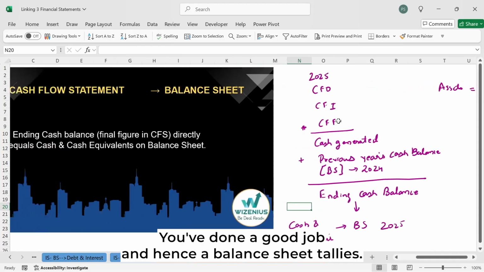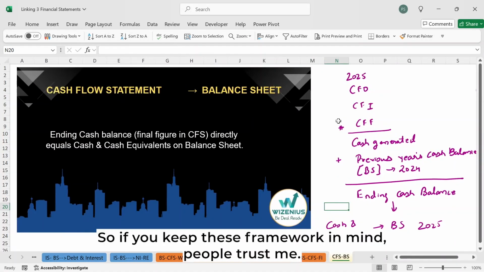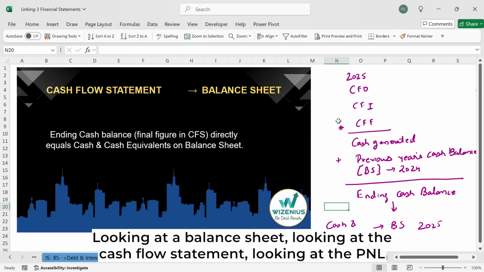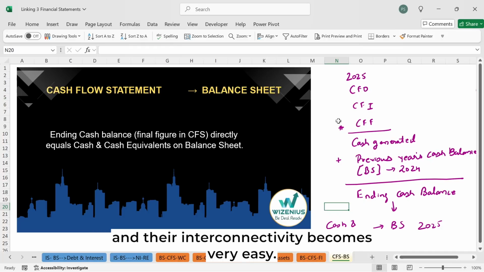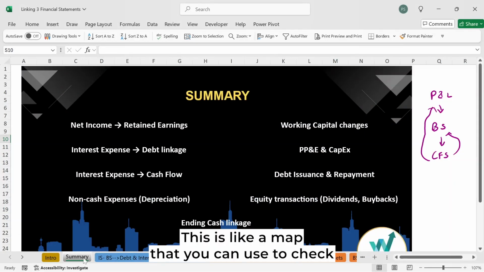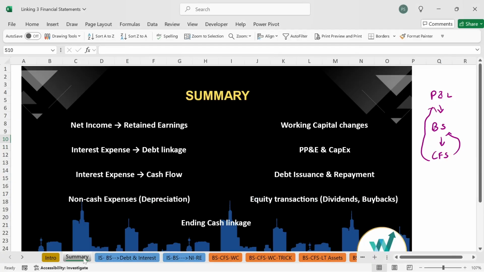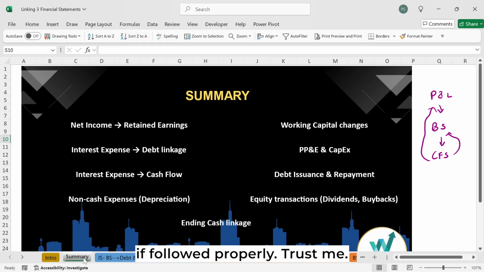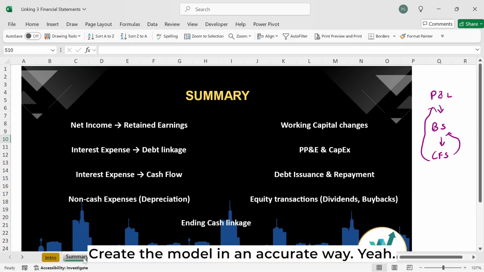So if you keep this framework in mind, people, trust me, looking at a balance sheet, the cash flow statement, the P&L, and their interconnectivity becomes very easy. This is like a flow chart, like a map that you can use to check whether your calculations and your linkages are correct. If followed properly, trust me, it becomes very easy to create the model in an accurate way.